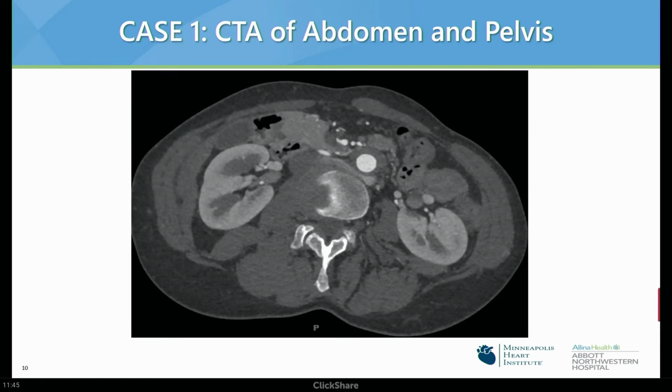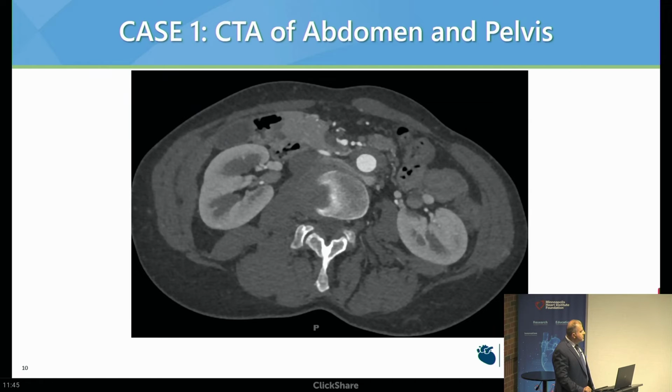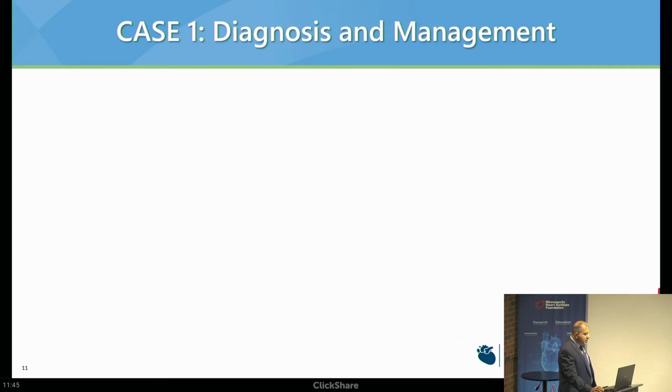This is a CT angiographic transverse image of this patient. What it shows is the abdominal aorta with significant wall thickening, measuring about 7 millimeters. By the way, up to 3 millimeters of wall thickness in the aorta could be considered normal. 4 and above is considered to be abnormal. So this patient has a significantly thickened abdominal aortic wall based on the CT angiogram here.